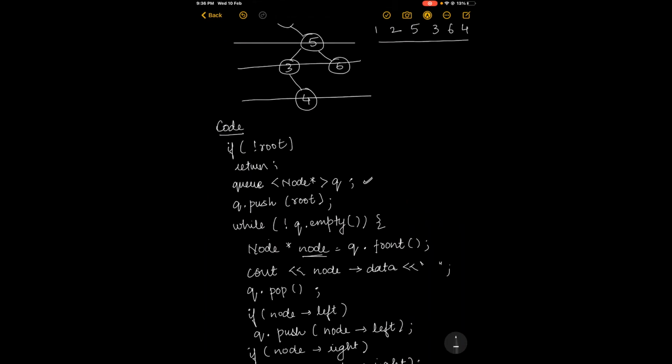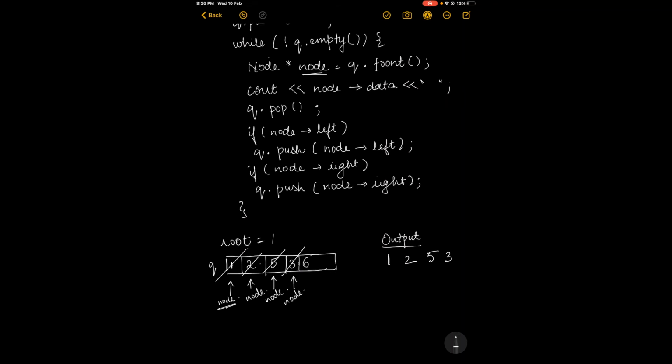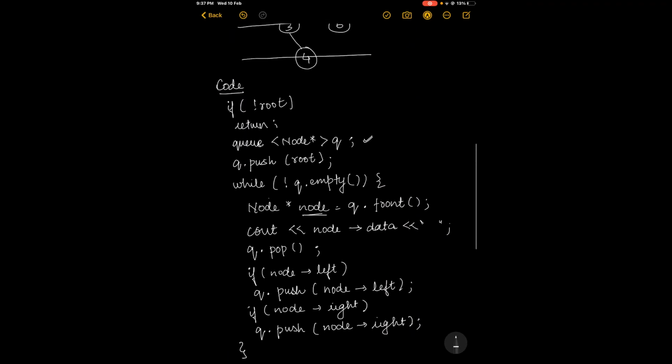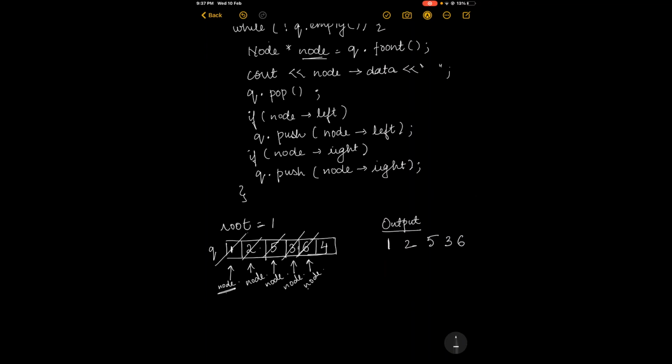Once that is done, we'll check for the left child of 3, which does not exist. We have a right child of 3. So pushing that into the queue. Next, the address of 6 will be stored in node. So after that, we'll be printing 6 and then popping it from the queue. We'll check for both left and right children of 6, which do not exist.